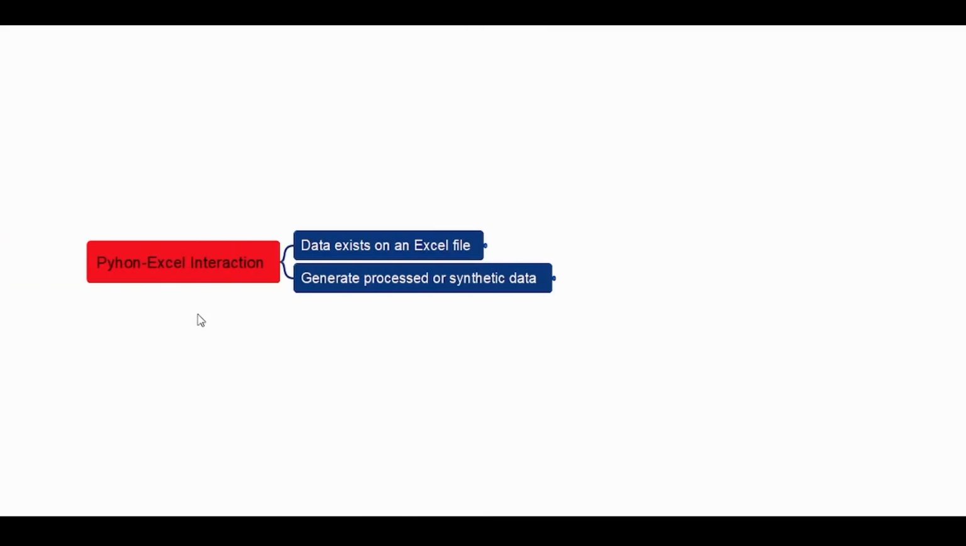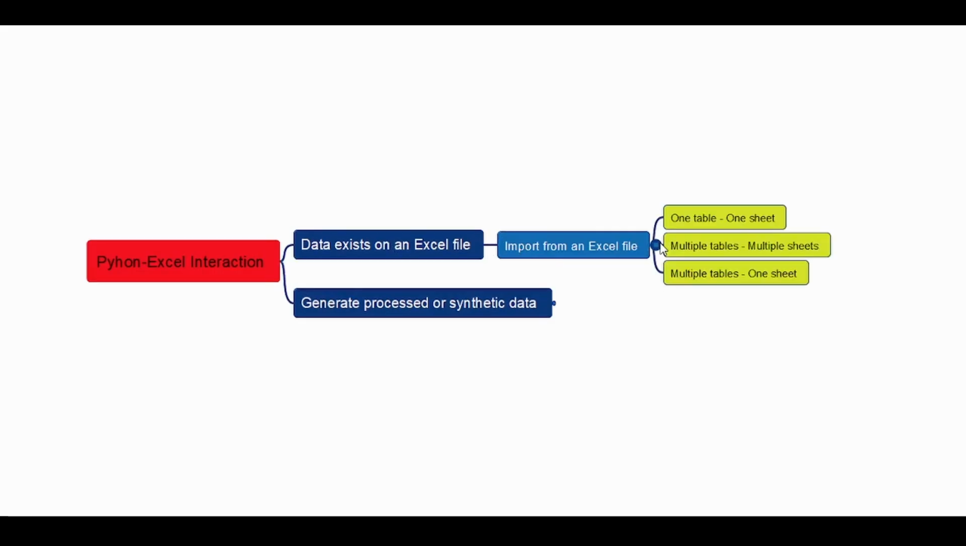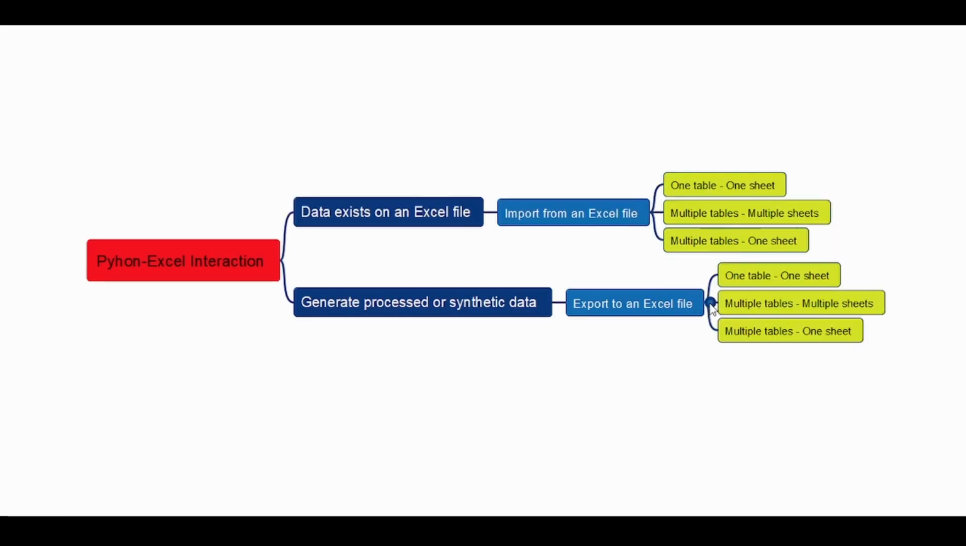The agenda for today is to cover two very general cases. One where the data exists in an Excel file and we import it using Python, and there are three different cases of how the tables are structured in those files. In the second scenario, we will generate some processed data using the imported data, and there will be some new tables, and we'll be exporting those tables into the same different formats of how tables are organized.